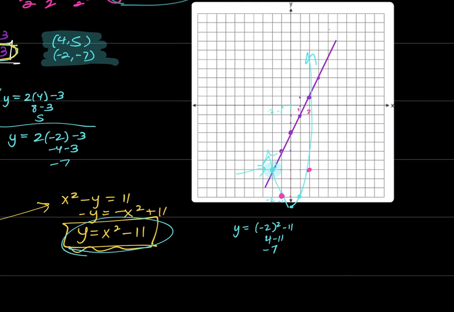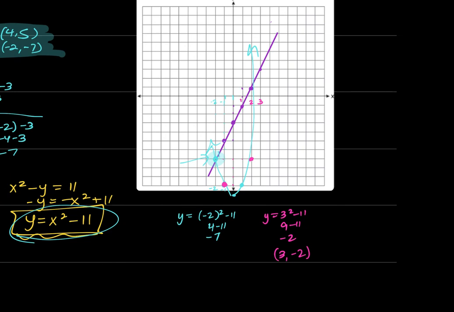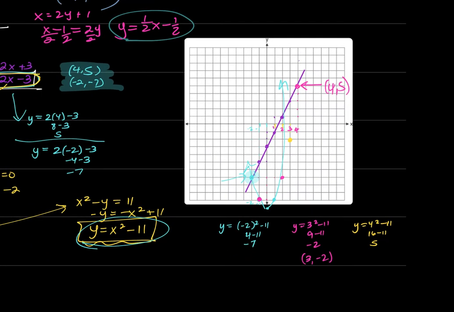So because this is 1, this is 2, maybe plug in 3. So y equals 3 squared minus 11. 9 minus 11 is -2. I want to see if 3, -2 is a coordinate point on my line. 1, 2, 3, -2, and it's not. So then I'm going to go to the next one. I'm going to plug in 4. Y equals 4 squared minus 11. 16 minus 11, which is 5. So 4, 1, 2, 3, 4, 5 is a point that's on both my curve and my line. So that's the other point of intersection, which matches what we found from substitution.